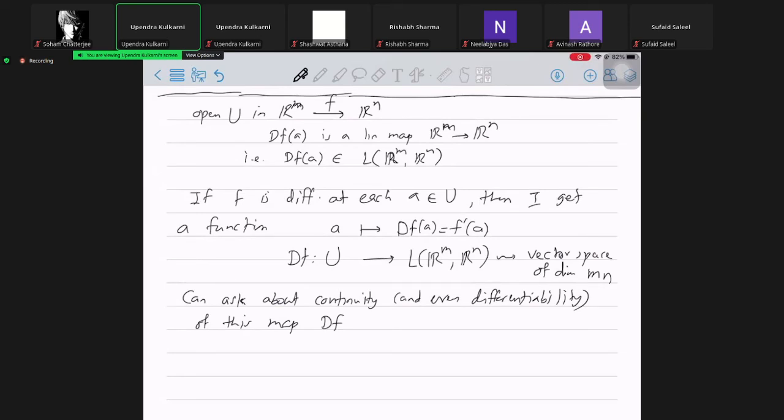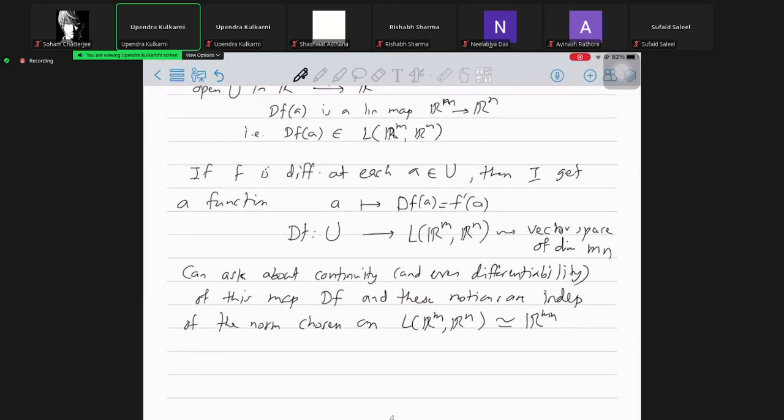Okay, so let us postpone the consideration of differentiability of df till later. Let us just first worry about continuity. And these notions are independent of the norm chosen on L, which is isomorphic to Rmn as a vector space. So of course, often I will use the operator norm, but I can use different norms depending on what is convenient for me. So let me just state the goal and then we will stop.